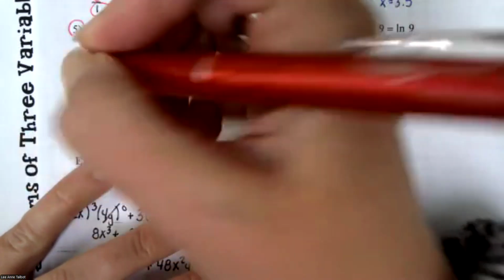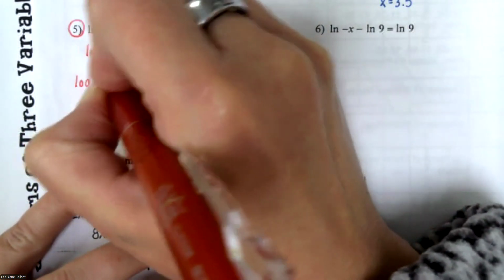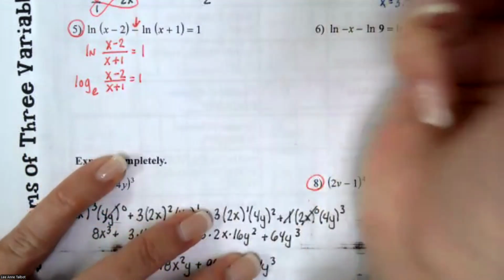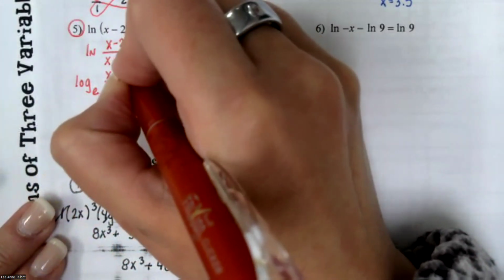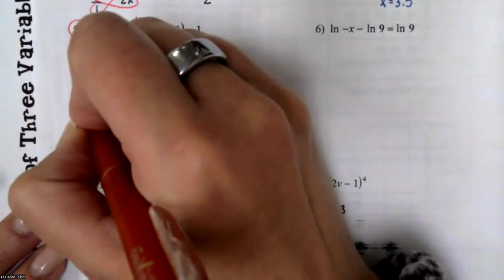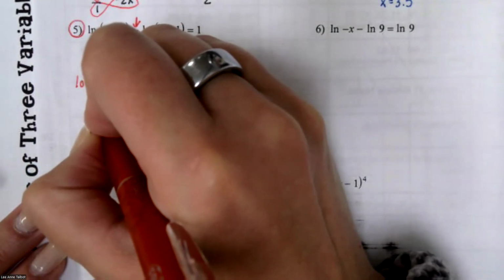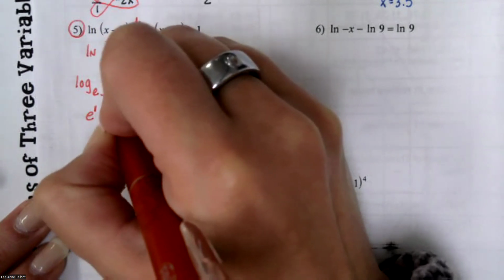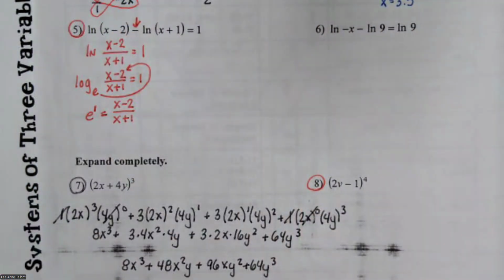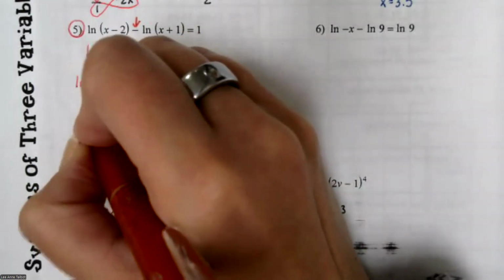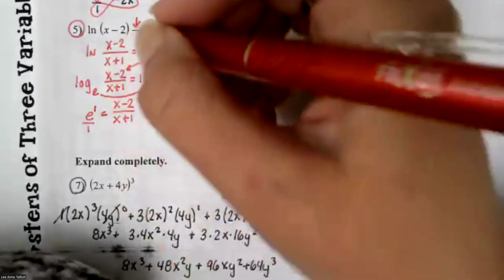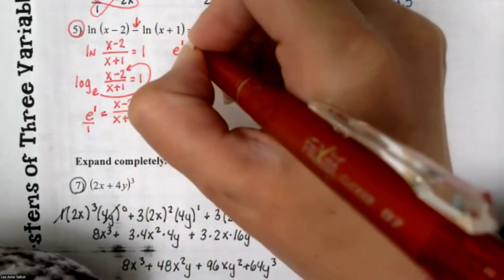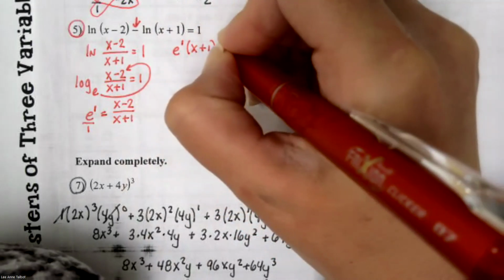Okay, now you should notice it's a guidance circle. So I'm going to switch it to log E. Then I do my guidance circle. I have E to the 1 equals x minus 2 over x plus 1. And I like to put this side over 1 and cross multiply. So I have e to the 1 times x plus 1 equals x minus 2.